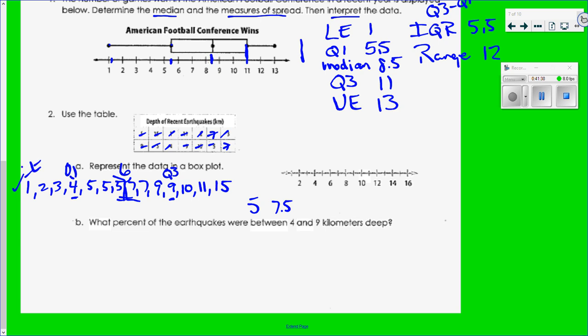So now my 1 is my LE, my lower extreme. 15 is my upper extreme. I plot all those dots. There's the 1. There's the 4. There's the 6. There's the 9. And there's the 15. Draw my 3 straight lines. Connect those with the box. And my whiskers go to the middles.